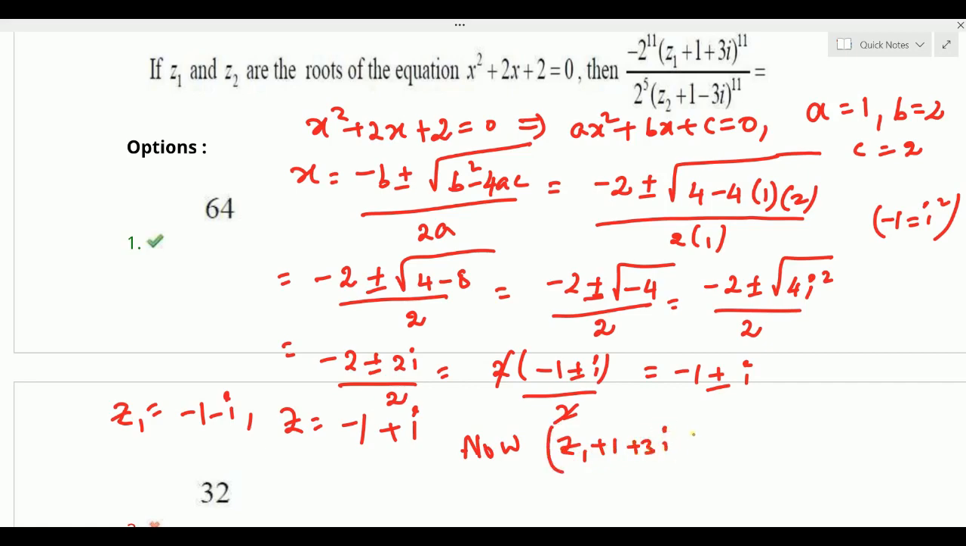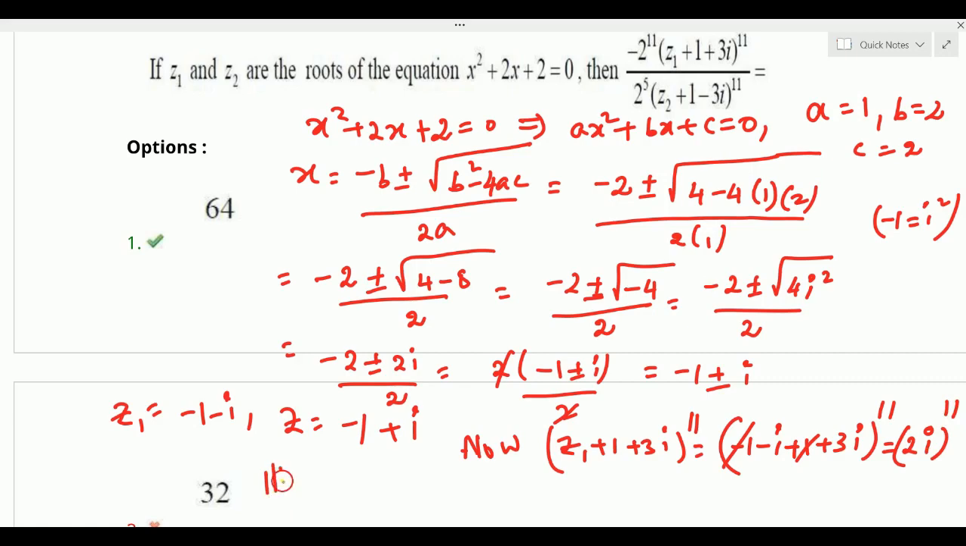Okay, what is z1? It is minus 1 minus i, with plus 1 plus 3i, whole power 11. Here plus 1 minus 1 gets cancelled. 3i minus i is 2i. So 2i whole power 11. This is one part of the numerator.